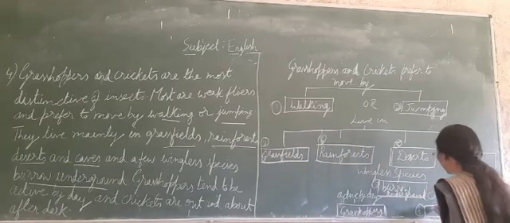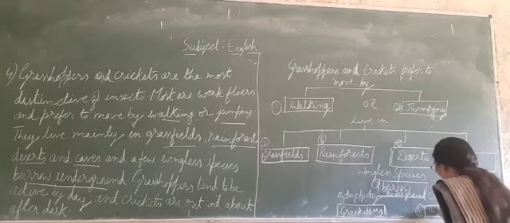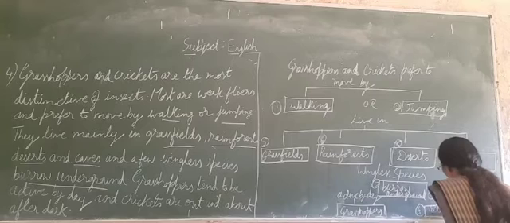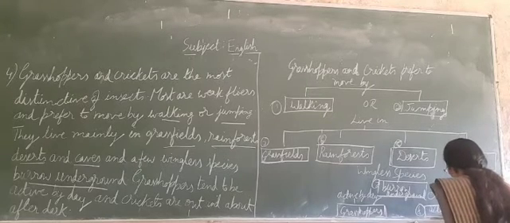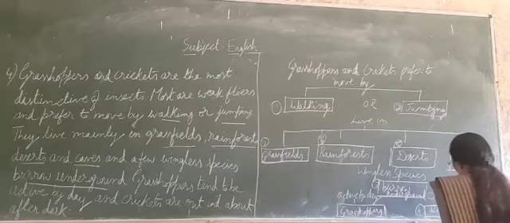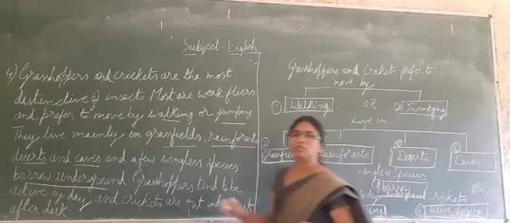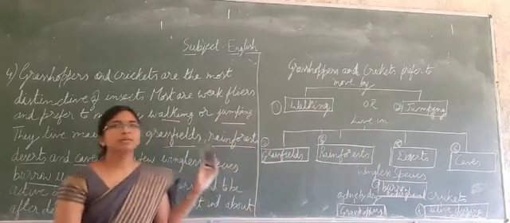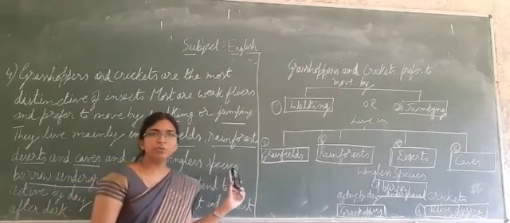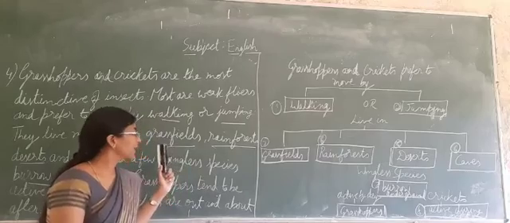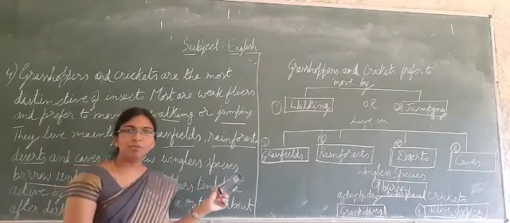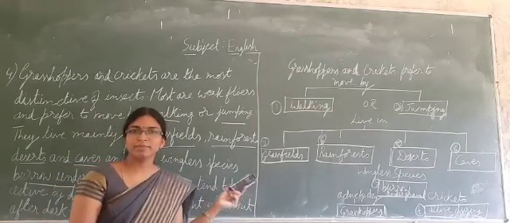So you have to write for crickets: active during night. This is how you can solve it and score 4 marks very easily.